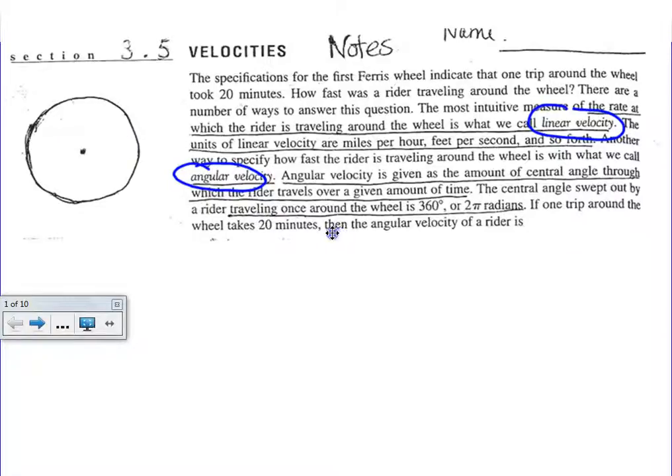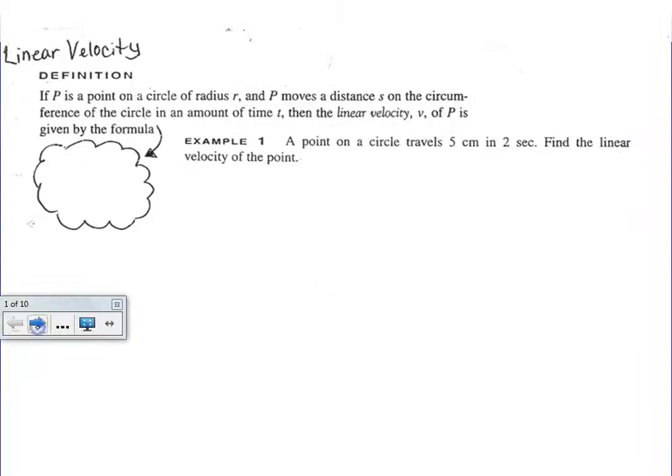The central angle swept out by a rider traveling once around the wheel is 360 degrees, which is 2 pi radians. So if one trip would take 20 minutes, then the angular velocity would be 2 pi radians in 20 minutes. If we reduce that, we'd get pi over 10, and then we label it with radians per minute in that case. So first, let's talk about linear velocity.